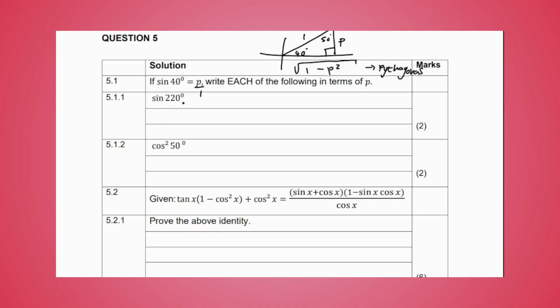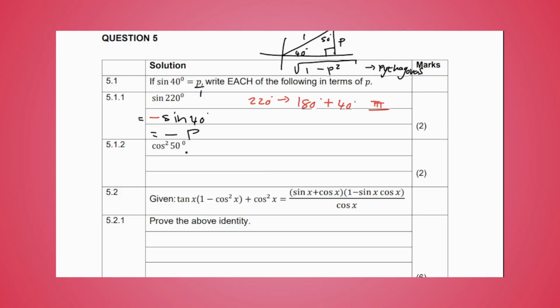So they're asking you for sin 220. So firstly, you're going to have to reduce this. So 220 is in quadrant 3. So it will be 180 plus something, and more specifically, it's plus 40. Then you go ask yourself, okay, in quadrant 3, sine is negative, so it will be negative sin 40. And we know sin 40 is p, so negative p.